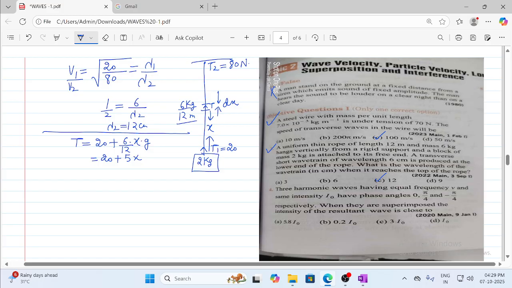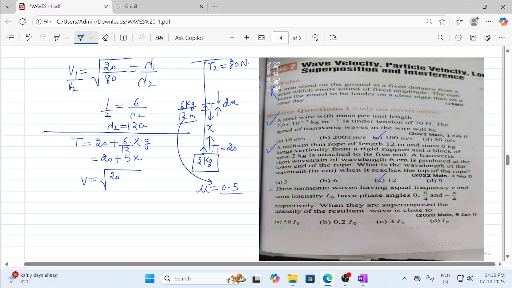Now in that case, how much is the mu here? 6 by 12, 0.5. We can use it anywhere. Mass per unit length: 6 kg divided by 12 meter. Clear? So this will be this divided by this. That's what I have written here. Now my question is, how much velocity will be here?